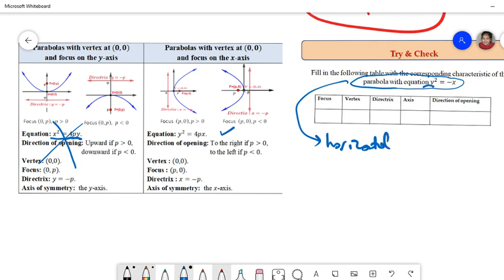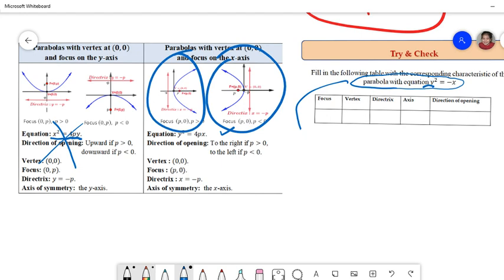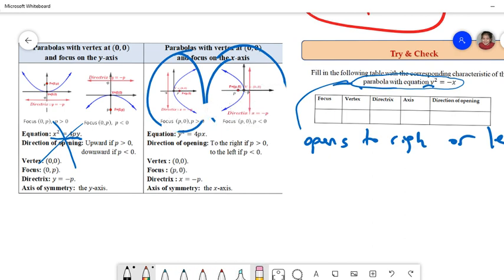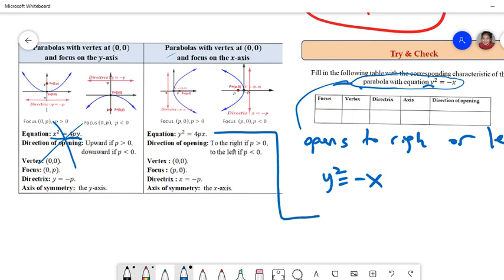I mean, the word horizontal is not quite true, but horizontally oriented, let's say, like this way or this way. It opens to the right or left. Now, the important part here is p. How can you find p? We have y squared equals negative x. Now it has to be this type, so y squared equals 4px.